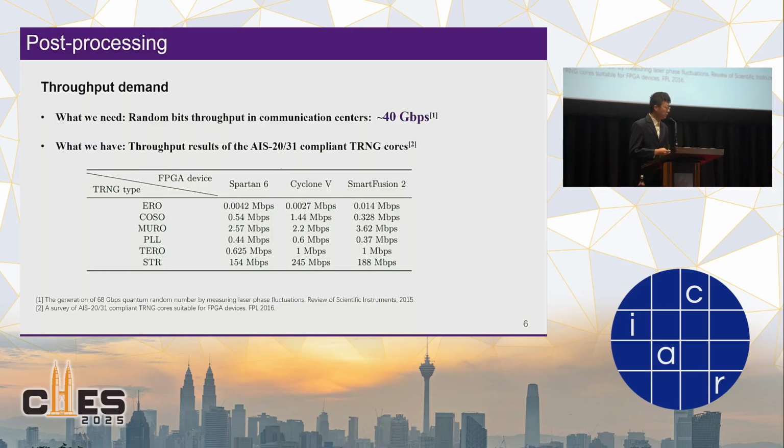The main problem of existing post-processing is throughput. What we need, the random bit throughput in a communication center, is about 40 gigabits per second. But what do we have? The throughput results of the S31 complement TRNG cores fall short of this requirement, with the highest throughput being only hundreds of megabits per second. So a natural approach is that we can use multiple parallel entropy sources to generate random bits, but it will cause a new problem.